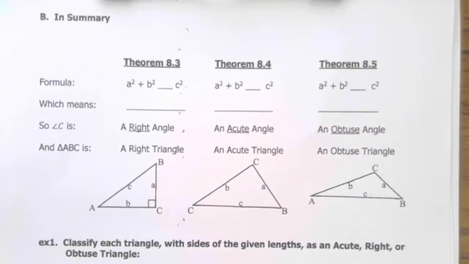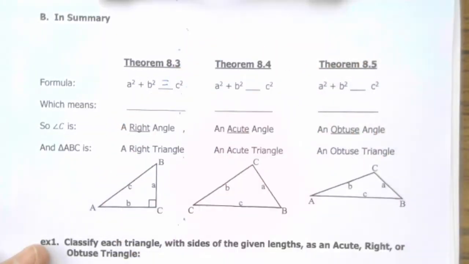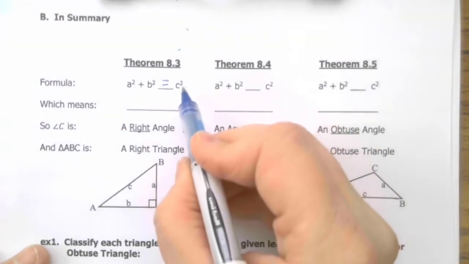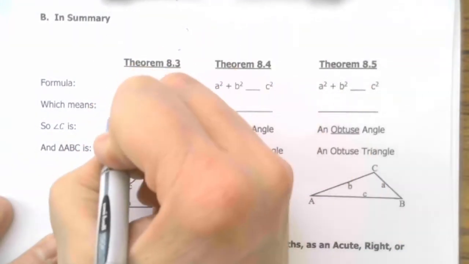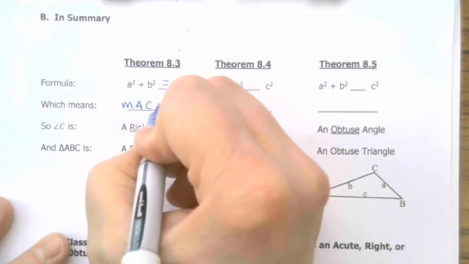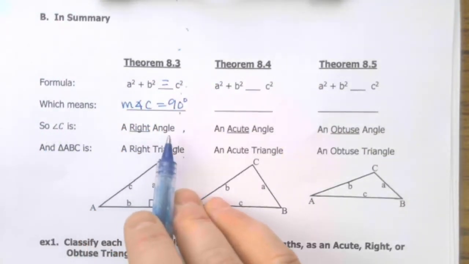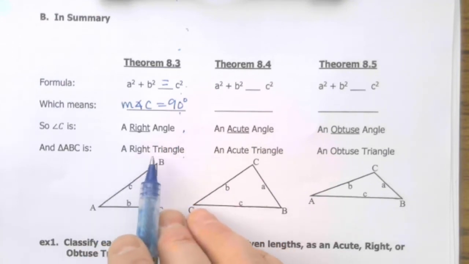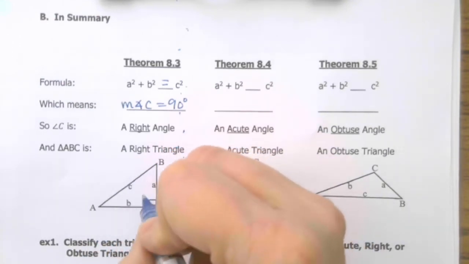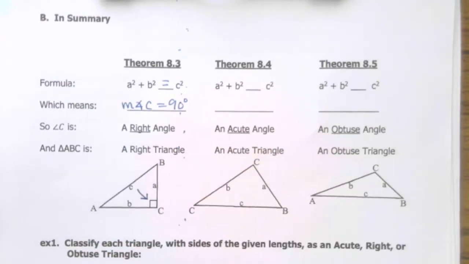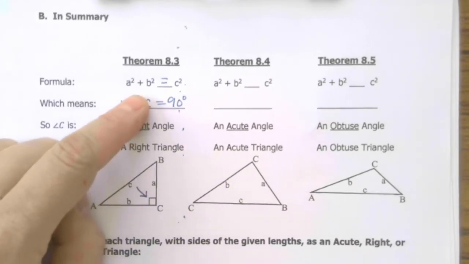Okay, so first one's first. If A squared plus B squared equals C squared, and C is, remember, your longest side, it means that the measure of angle C must be perfectly 90. So angle C is a right angle, and the triangle is a right triangle. So in this case, your C value is very well balanced with the other two.